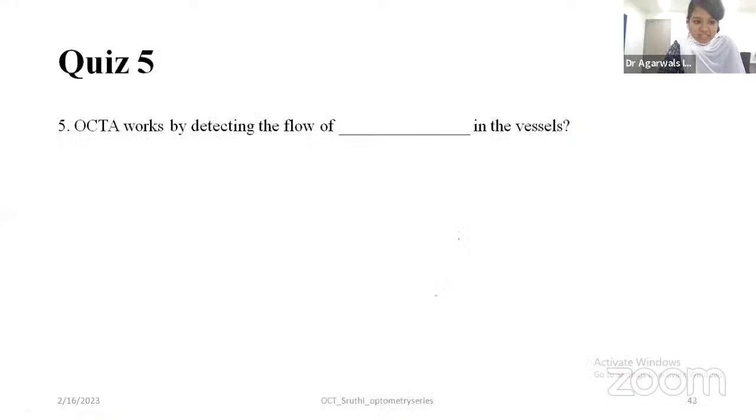Okay, the last quiz of the session. OCTA works by detecting the flow of dash in the blood vessels.